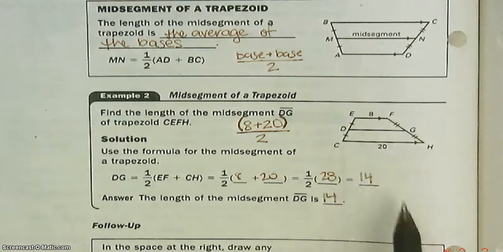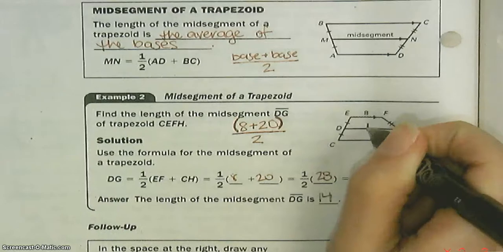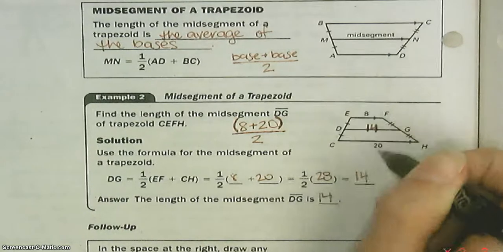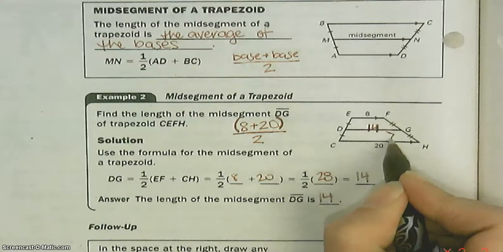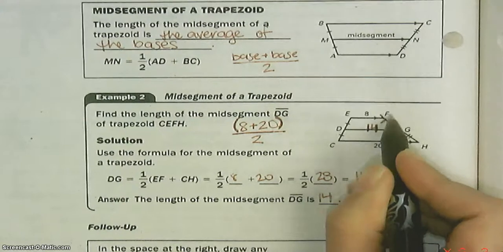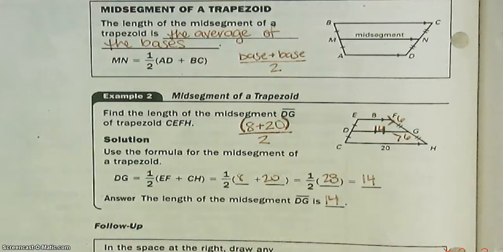That makes sense. 14 is right in the middle of 8 and 20, right? This is 6 away, and this is 6 away. It's right in the middle.